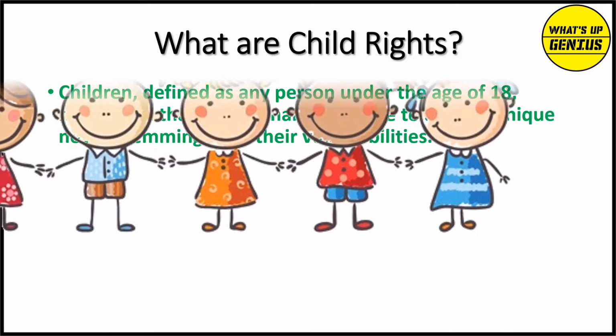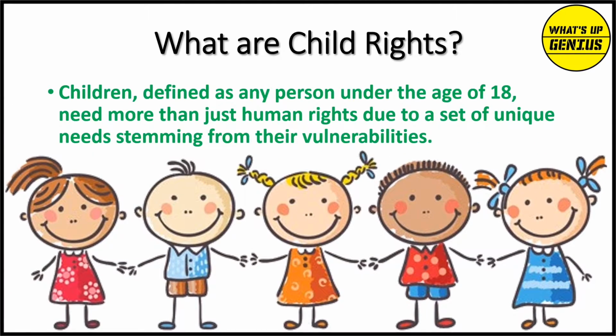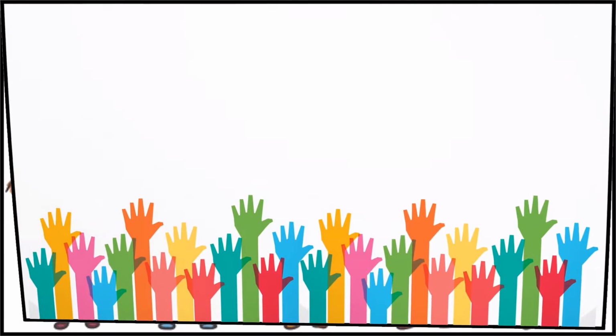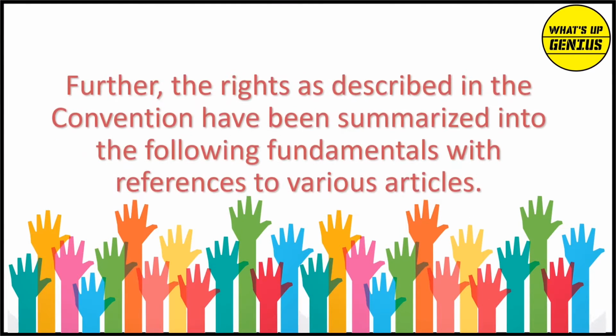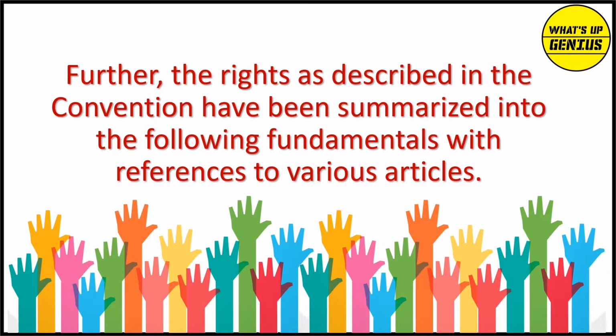Children, defined as any person under the age of 18, need more than just human rights due to a set of unique needs stemming from their vulnerabilities. Further, the rights as described in the Convention have been summarized into the following fundamentals with references to various articles.